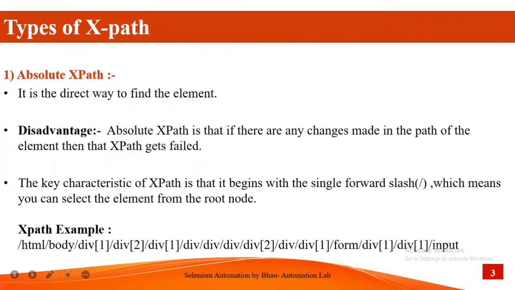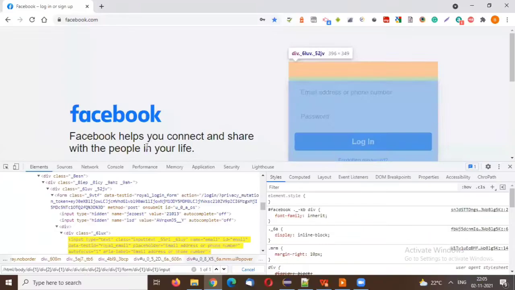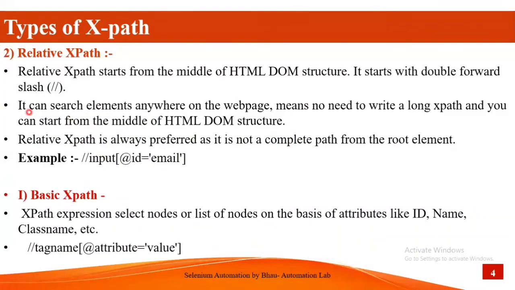So now we have seen absolute XPath. Let's try to understand the relative type of XPath. The relative type of XPath is a very good structure and a good idea to work with in Selenium scripts. Relative XPath starts from the middle of the HTML DOM structure. It starts with a double forward slash, as we have already seen. It can search for the element anywhere on the web page, meaning no need to write a long XPath, and you can start from the middle of the HTML, right?